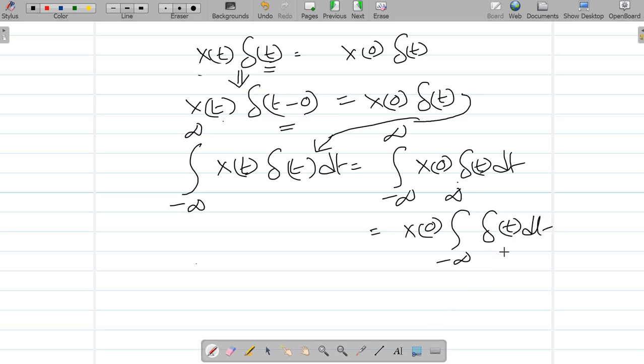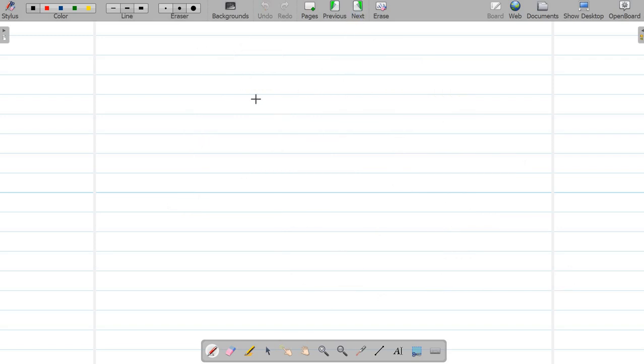Now, by the definition of impulse function, this integral gets evaluated to 1. So what you are essentially having is 1 times x of x naught, which means this got evaluated to this. So I hope this property is clear. Now let us look at just a logical corollary of the first property.